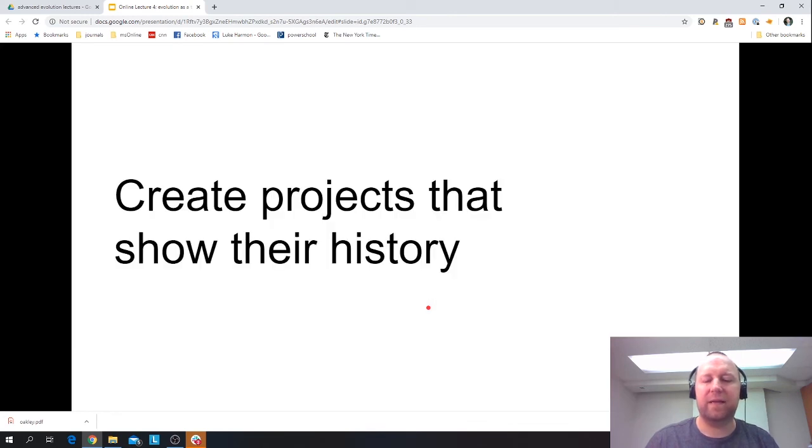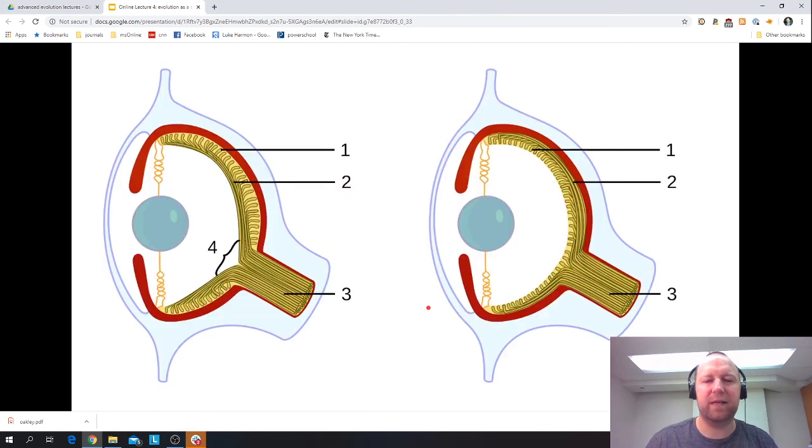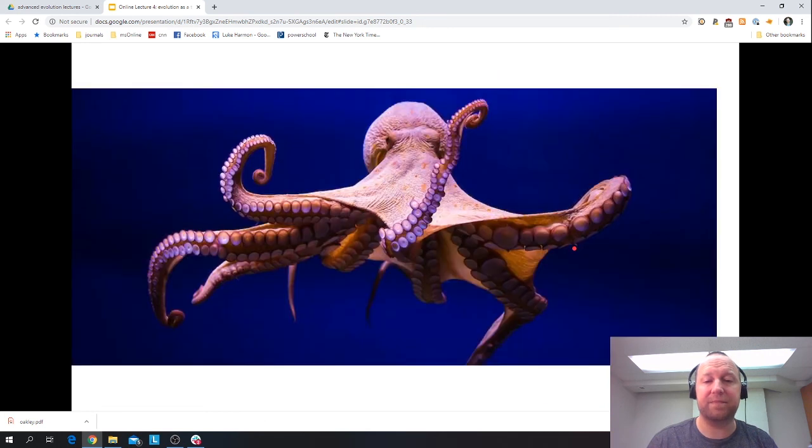And three, tinkerers create projects that have a deep imprint of their history. They show their history, and we can see that in the evolution of the eye with our retina and blind spot. Interestingly, another organism, the octopus, has an eye quite similar to ours in many ways. This is all convergently evolved, but their retina is right side up, and so they have an optic nerve passing from behind towards the brain, and so no blind spot. And that reflects a difference in the history of the evolution of the structure in that lineage.